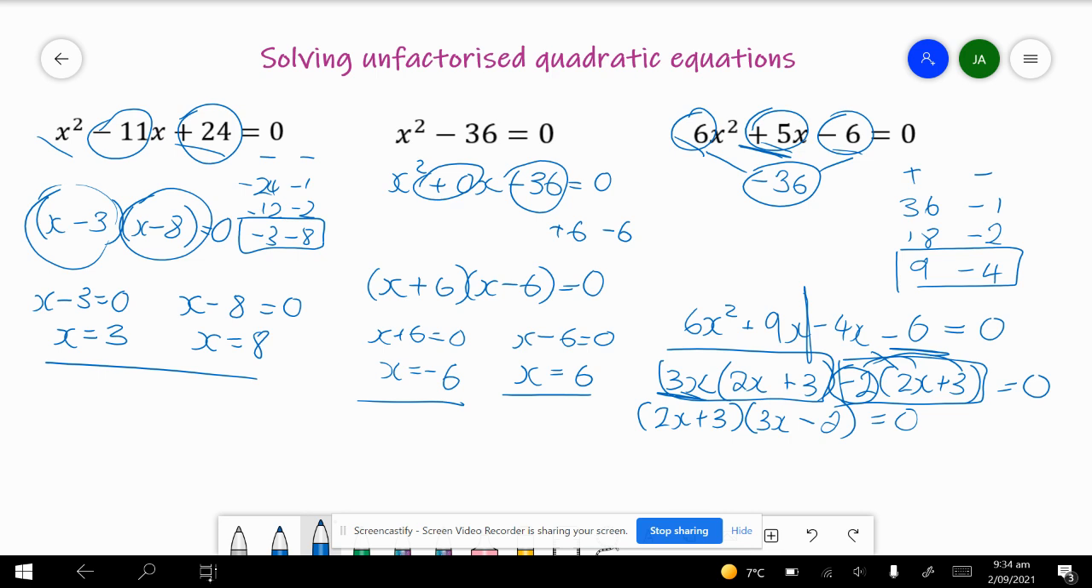Now put both of those brackets equal to 0, because then that would be true. Okay, so 2x equals negative 3, and so x equals negative 3 over 2. And here 3x equals 2, so x equals 2 over 3. So when x is either 2/3 or negative 3 over 2, sorry, it's a bit messy, then that would be true. And that's how to solve unfactorised quadratic equations.